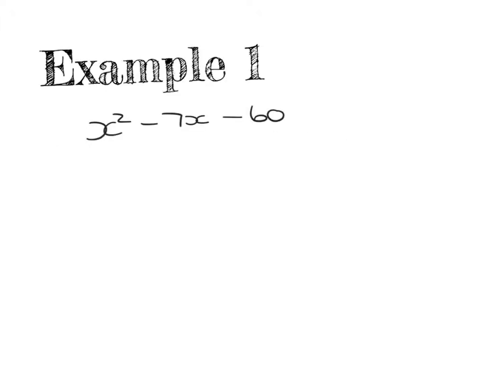When you factorize trinomials, your first job is to look at this 60 here. You've got to take this and break it up into its factors. So 60 will be 1 times 60, 2 times 30, 3 times 20, 4 times 15, and 5 times 12, sorry. And 6 times 10 are all the factors of 60.